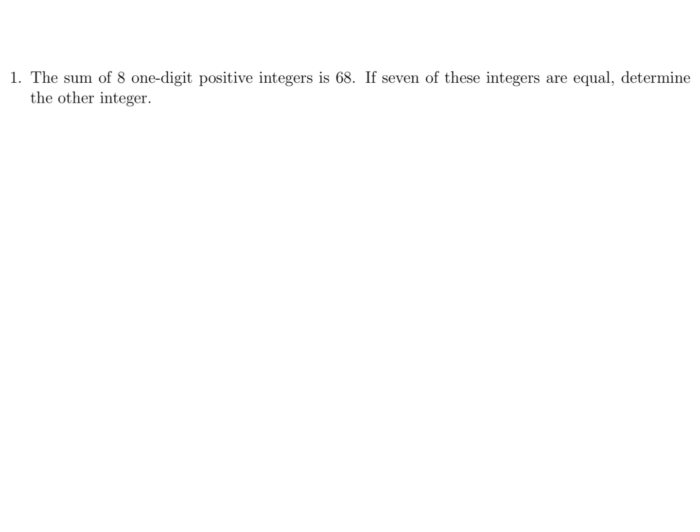The sum of 8 one-digit positive integers is 68. If 7 of these integers are equal, determine the other integer. So we have 7 equal integers, so I'll call them all x, and there's 7 of them. And then you have another one, which I'll call y. And the sum of these 8 integers is 68.